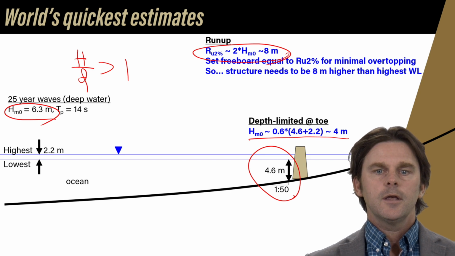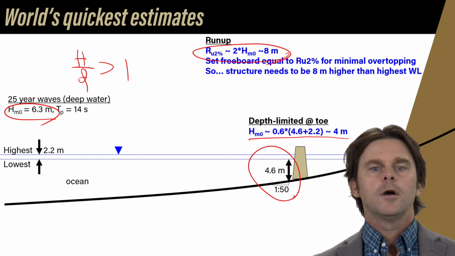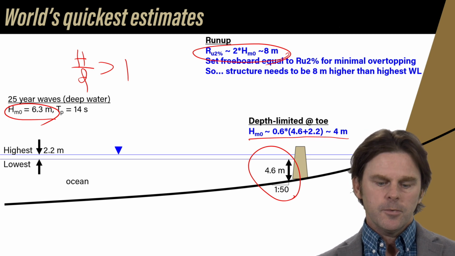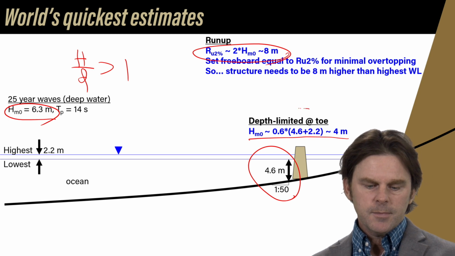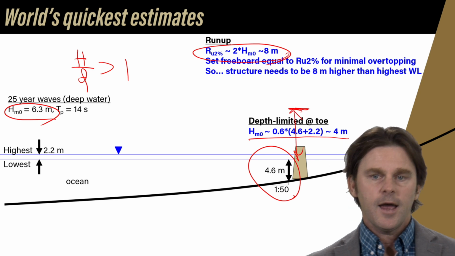It comes out of the run-up graph versus the surf similarity parameter. That's basically the plateau, R over H of 2. So 2 times 4 gives us 8 meters, so we think, wow, we might actually need as much as 8 meters of freeboard. That's a giant structure, right?